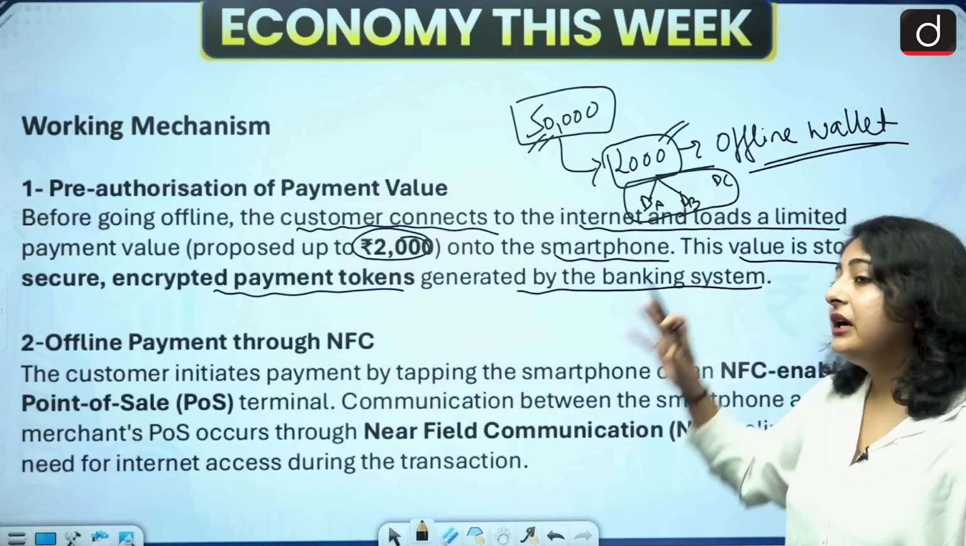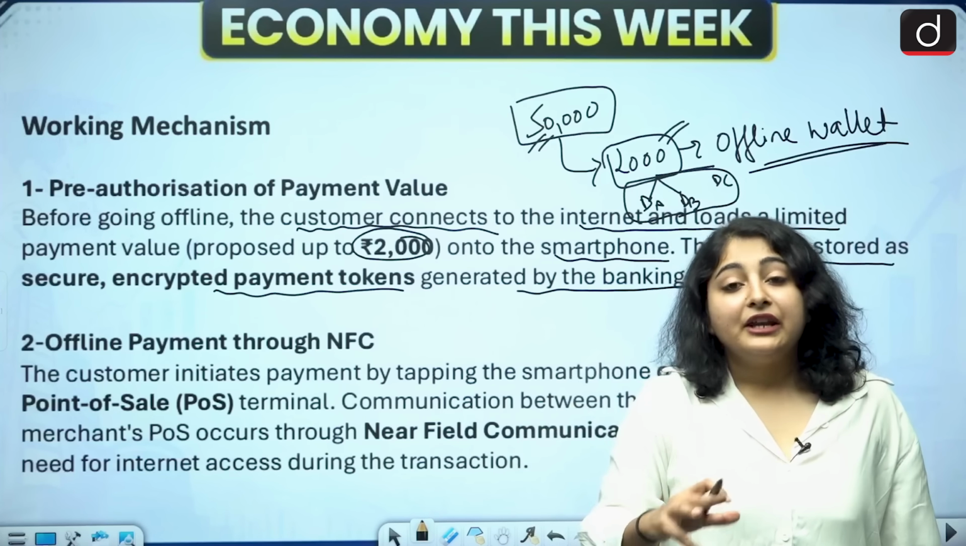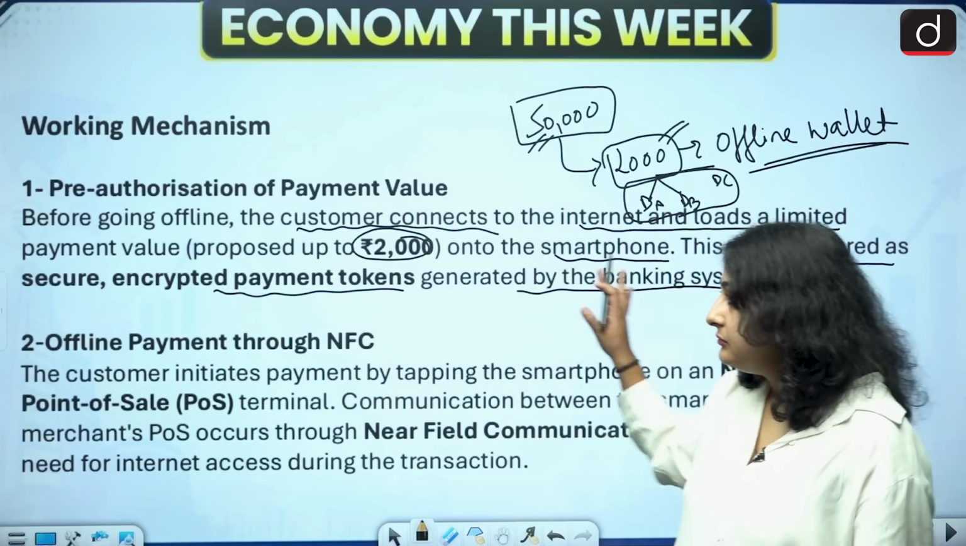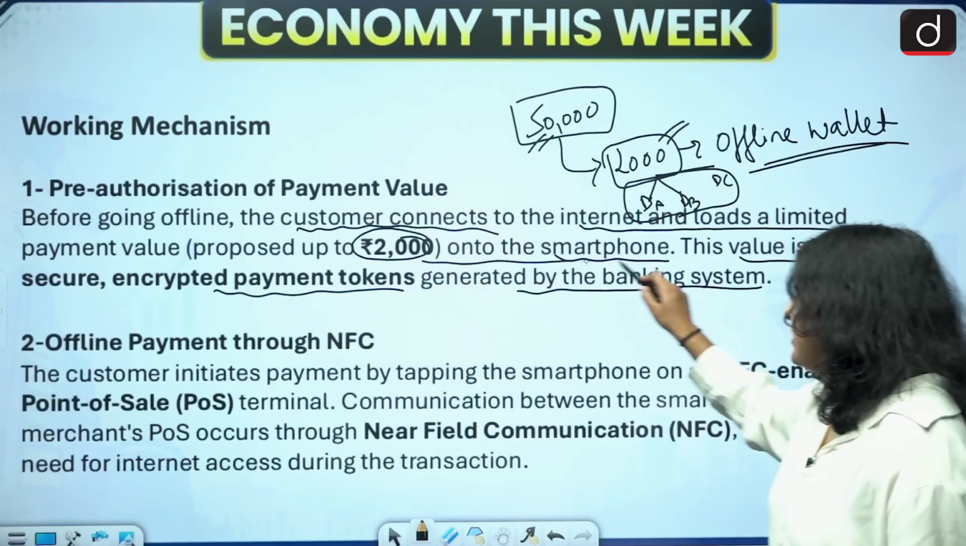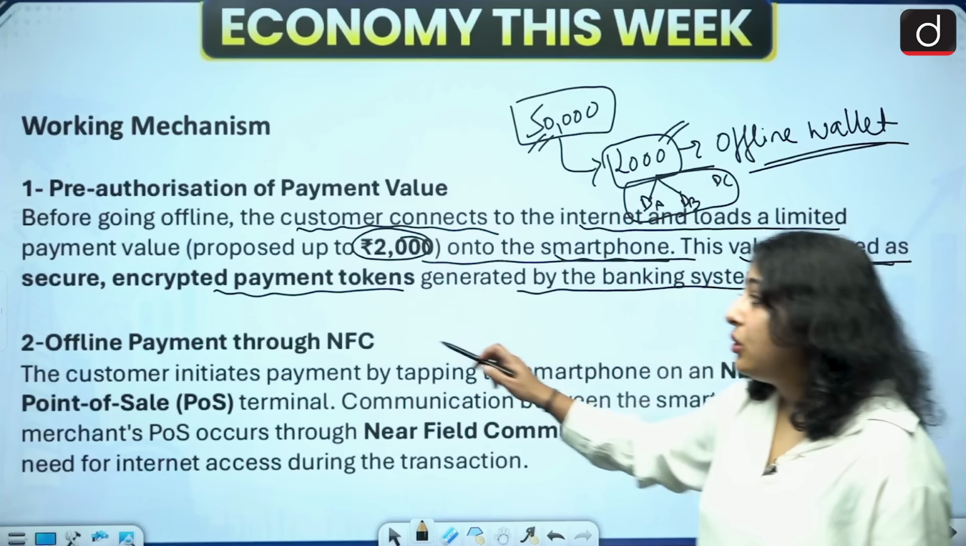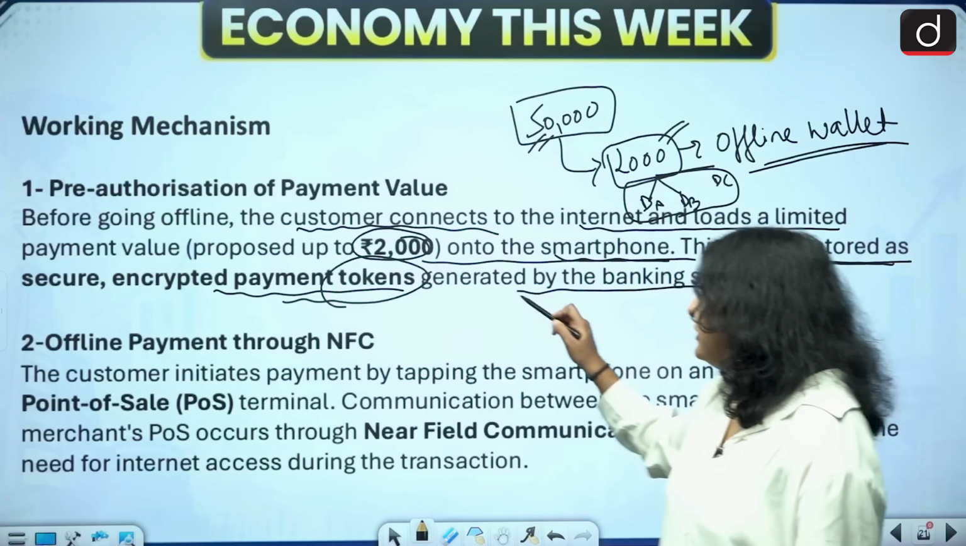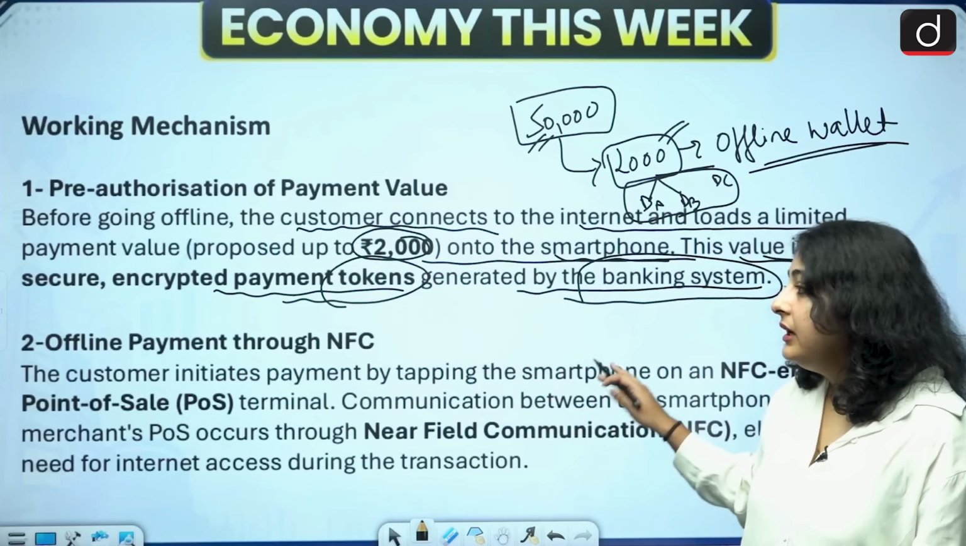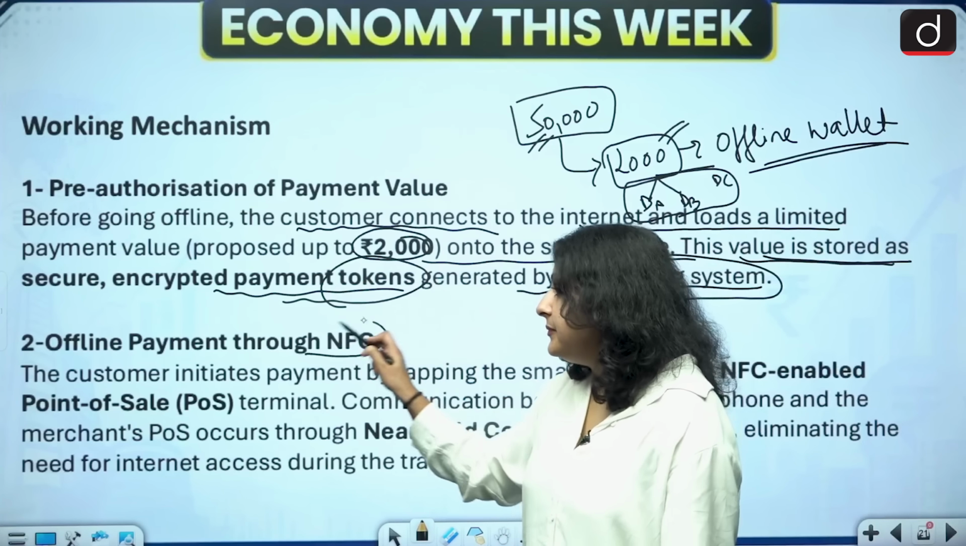These 2000 rupees will be converted into digital tokens, and you will use these tokens whenever you have to purchase anything. Okay, so 2000 onto the smartphone. This value is stored as secure encrypted payment tokens generated by the banking system. Cryptography will be involved here. Okay, now offline payments through NFC.